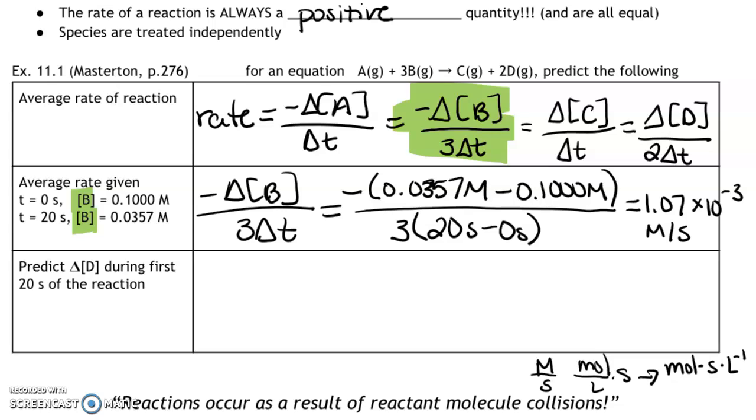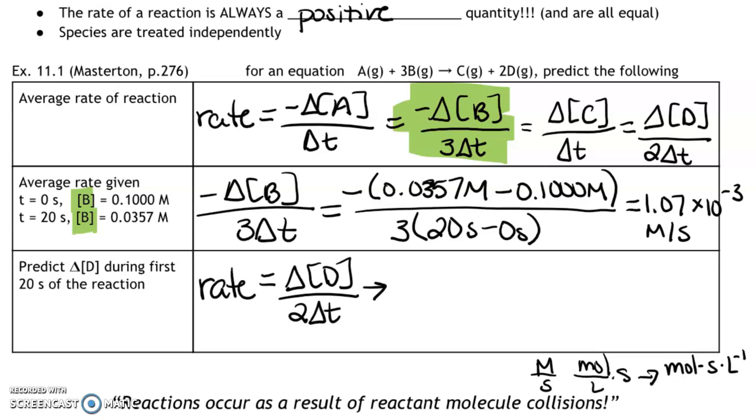So the next part is going to be to predict the change in concentration of substance D during the first 20 seconds of the reaction. Again, based on our initial statement about the average rates, we can tie those two together since we've already found the rate of reactant B loss. We can use that to determine the amount of product D formed. So pause right here, see if you can figure out what to do, and then take a minute and you can hit play again.